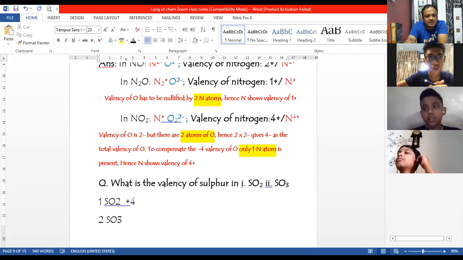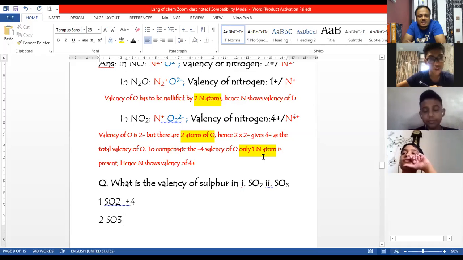Very good. So we have got 3 oxygen atoms. One oxygen atom has got -2 valency. So 3 oxygen atoms will give you -6 charge. To nullify it, sulfur should be having +6 charge. Okay, good. So I hope everybody has understood this concept.